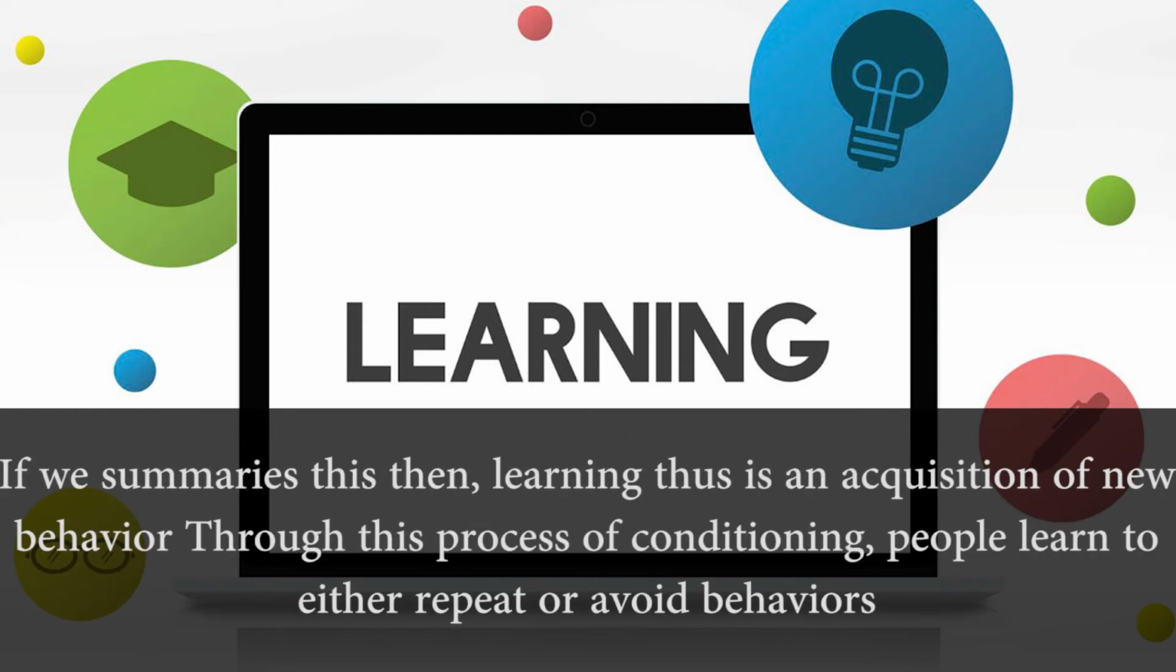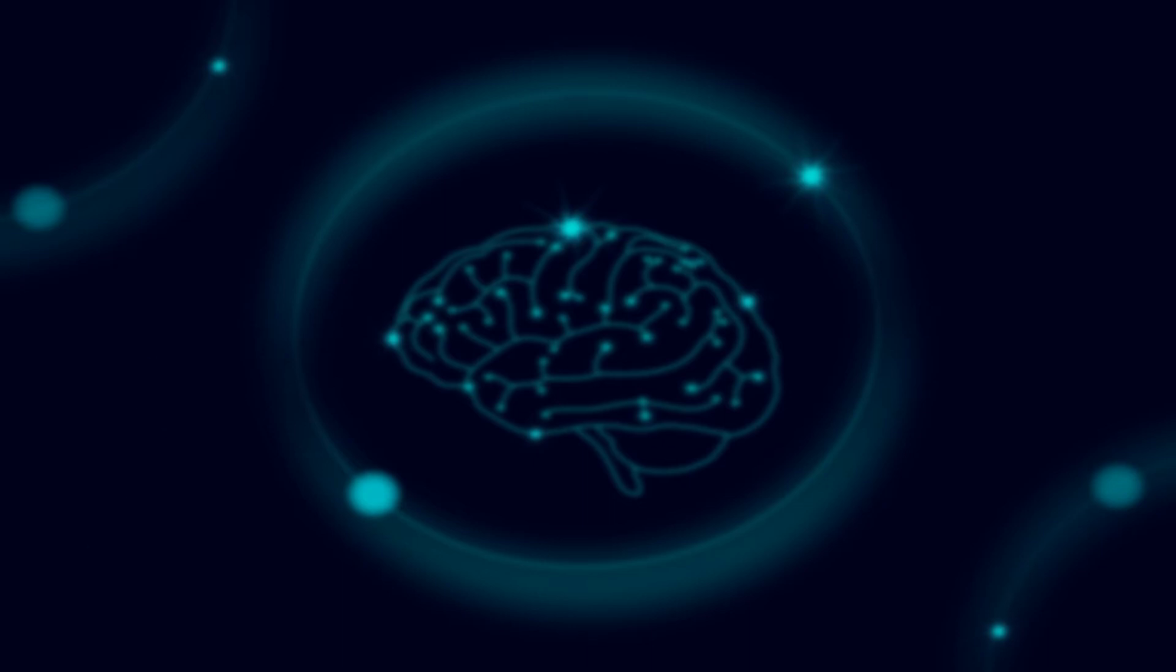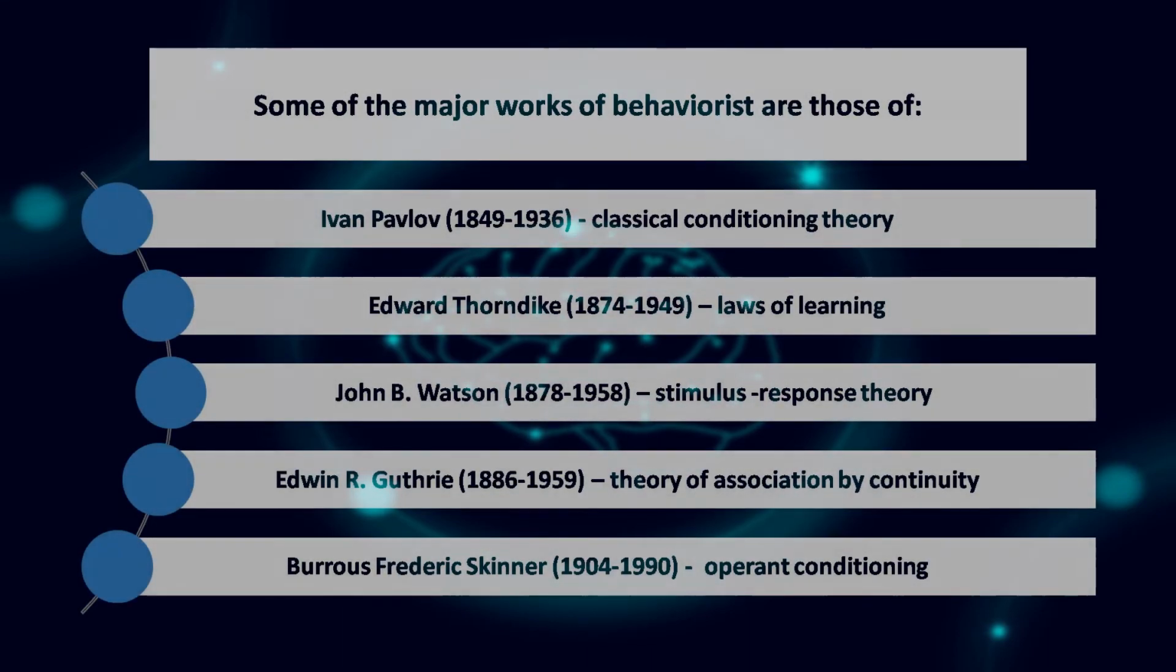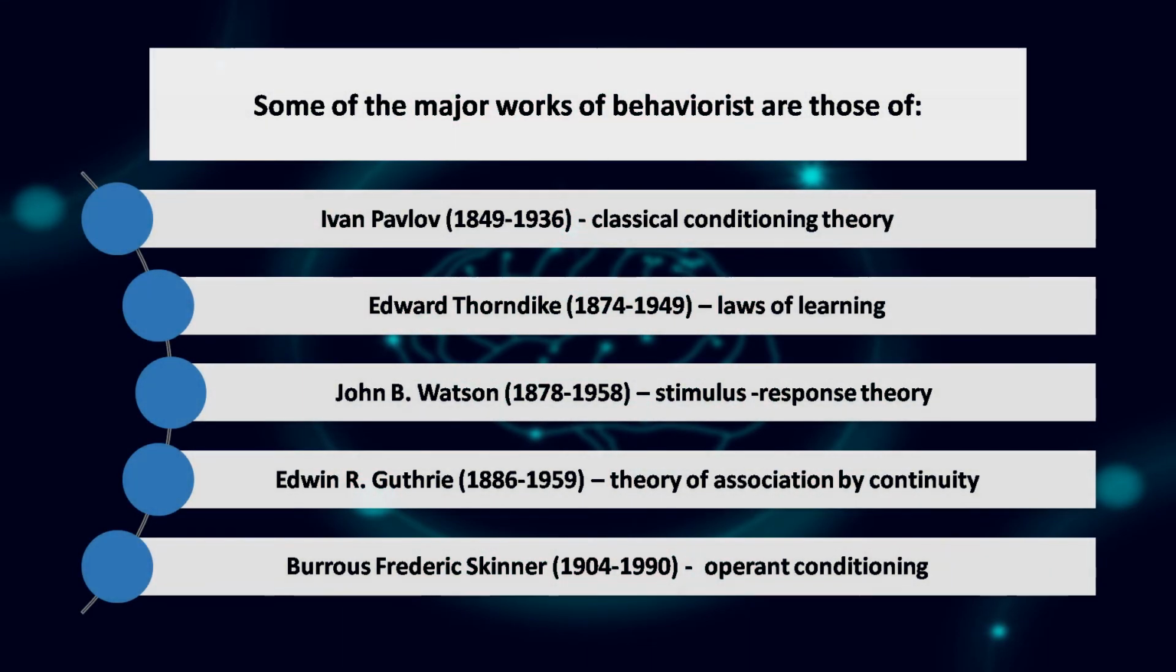So, if we summarize what I have just said, then learning is an acquisition of new behavior. Through this process of conditioning, people learn to either repeat or avoid certain kinds of behavior. Let us now look at some of the major works of behaviorists. Prominent amongst these is Ivan Pavlov, whose theory is classical conditioning.